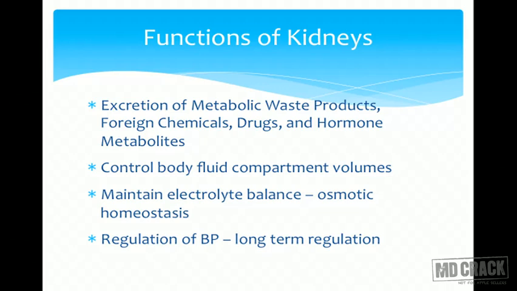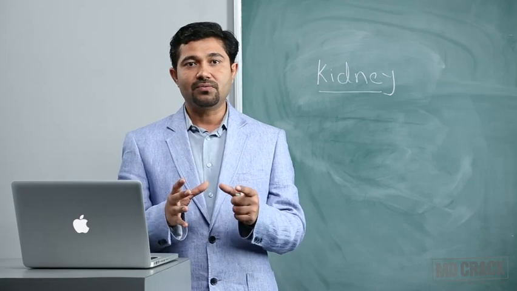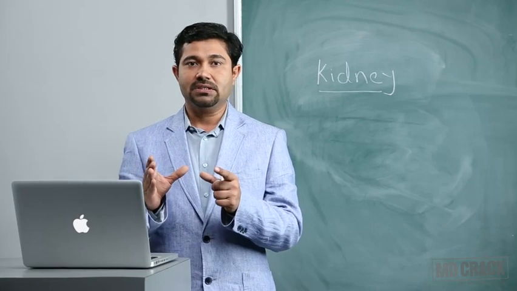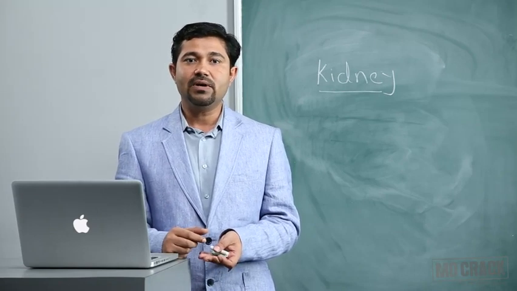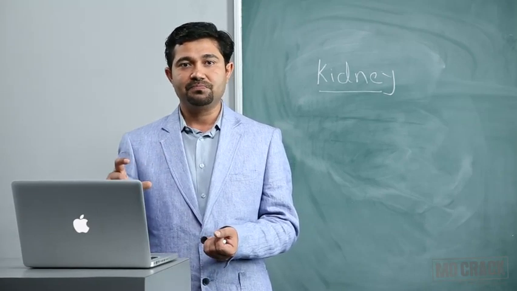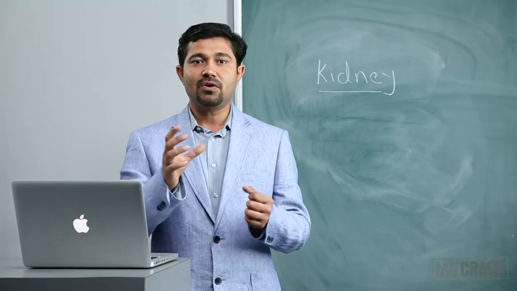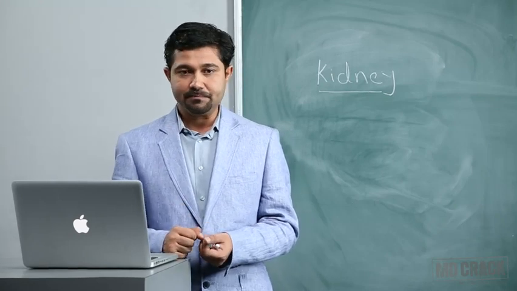The next important function of the kidney or the renal system is to maintain body fluid homeostasis. Now what is the meaning of body fluid homeostasis? The amount of the body fluid is being maintained constant. As we have seen in our previous lectures, the kidneys can regulate the amount of urine output, and depending upon that, the amount of body fluid is being regulated.